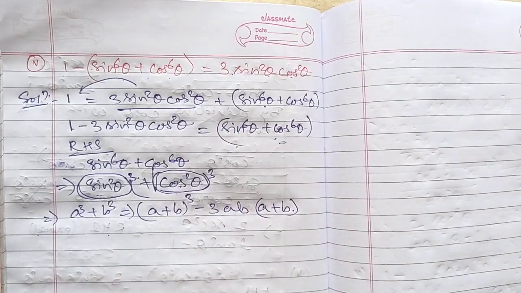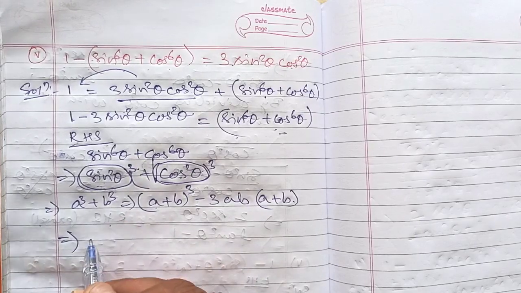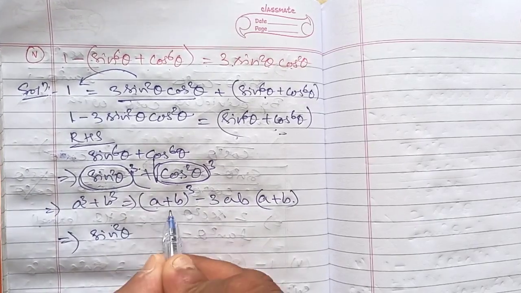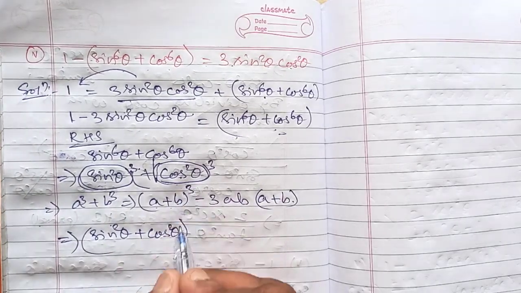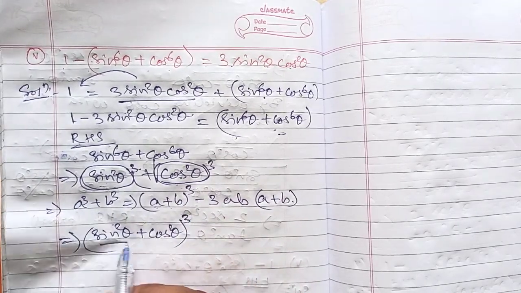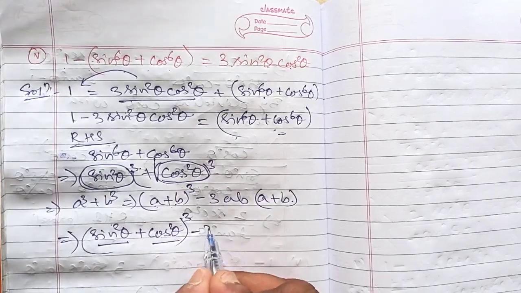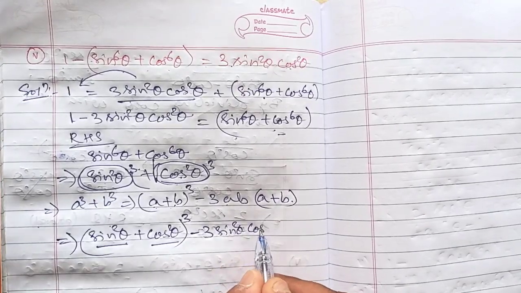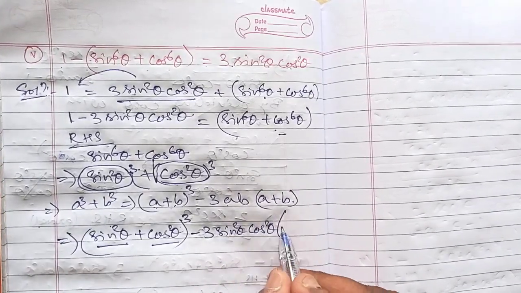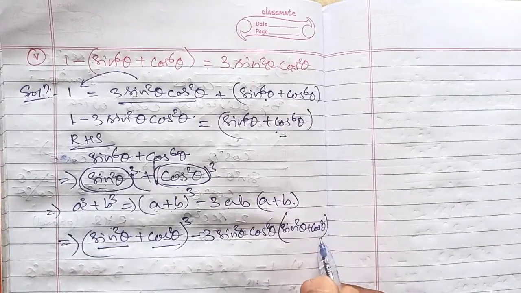Okay, this is the formula for a cube plus b cube. So what is our a? A is sin square theta. What is b? Plus cos square theta. Okay, this is over, and whole cube. A is sin square theta, b is cos square theta and whole cube, minus 3, bracket a is sin square theta, b is cos square theta, bracket a is sin square theta plus cos square theta.